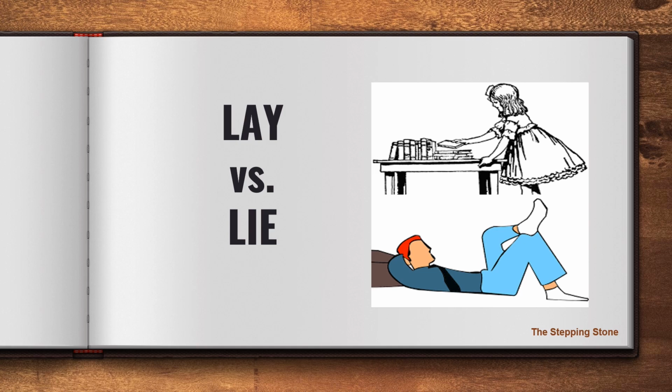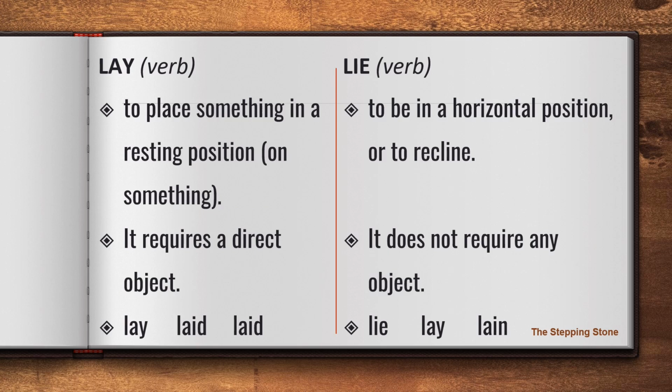The first pair of words is lay versus lie. Both are verbs. Lay means to put or place something down. You need an object, as in, what are you laying down? Lie, on the other hand, means to assume a horizontal position, as in recline. Here you don't need an object. The subject itself is lying down.